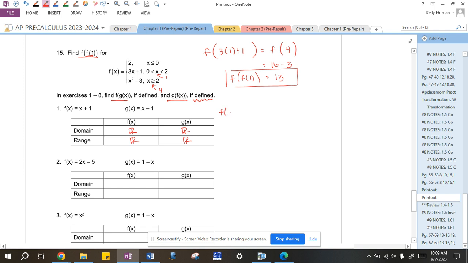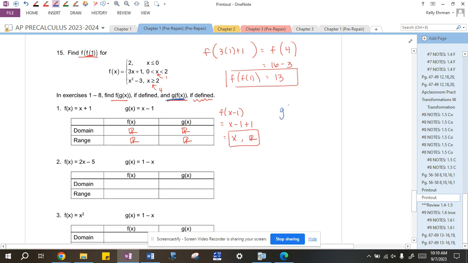And f of g of x, so f of x minus 1, is equal to x minus 1 plus 1. I should say minus. So that simplifies to x. Do we have any restrictions? No. Remember, I want you guys to get in the habit of always writing a domain anytime you create a new function. Go the other way.